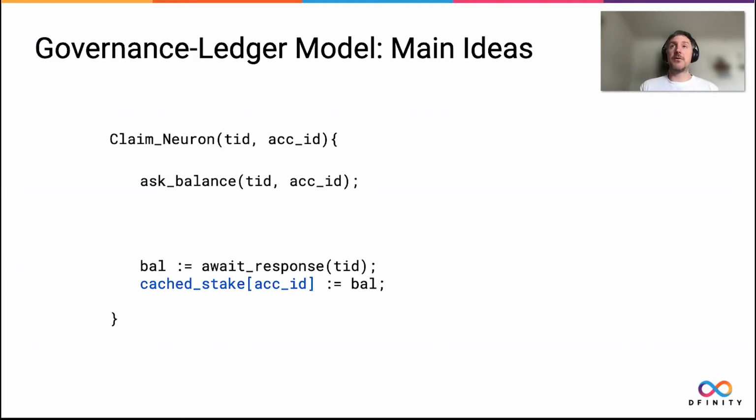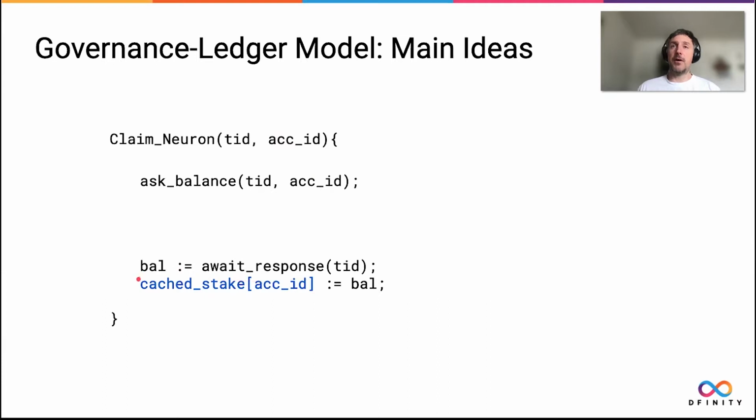So this is kind of pseudocode for the claim neuron call. Let me get the laser pointer. Okay, so the claim neuron, you give it an account identifier as the parameter. And there's also this TID parameter, which I'll describe in a second. What the claim neuron does is it just asks the ledger for the balance of this account ID. It awaits a response, and once it gets the response, saves it to the balance variable, and updates the cache stake of this account ID to the balance.